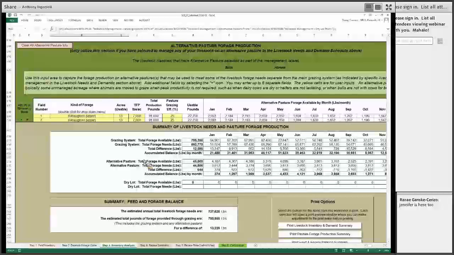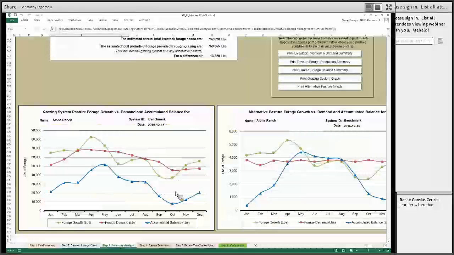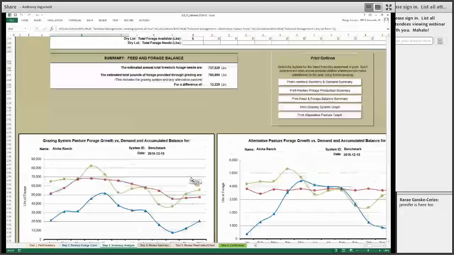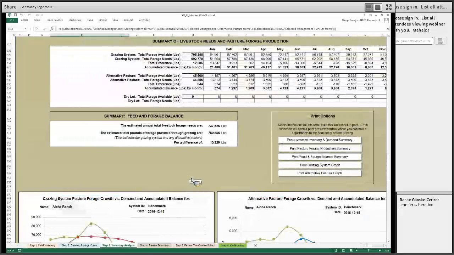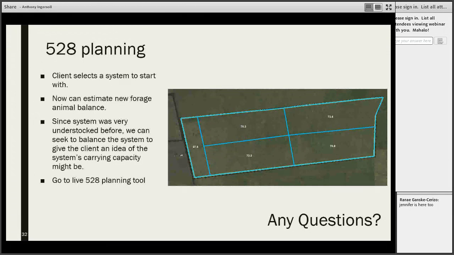All right, so even if I increase that herd size now to 73 cows, we're still in the black. And this is where I balanced it earlier, so this is what I thought I should come up with. Okay, so we've got it balanced for both herds in this example, and now we could take that information and print it out for our grazing plan. Any questions?